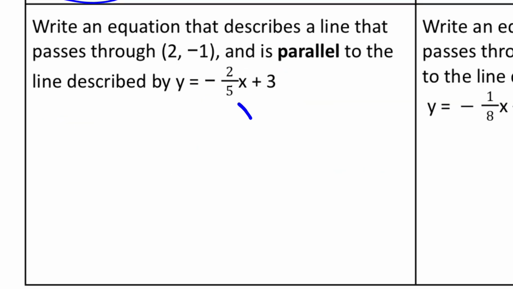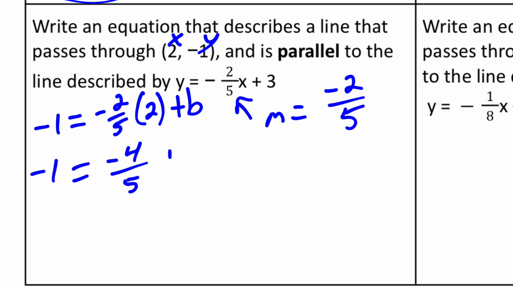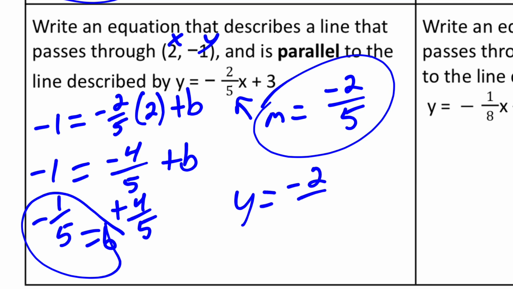Another parallel problem. I know that my slope is going to be the same, so negative 2 over 5. This is going to be my x and my y. I'll plug it into y equals mx plus b, so I have negative 1 is equal to negative 2/5 times 2 plus b. If I rewrite this, I have negative 4/5 plus b. To solve for b, I'm going to add 4/5 to both sides. This gives me negative 1/5 is equal to b. If I plug in my slope, negative 2 over 5, and my b value, I have my equation for the line.